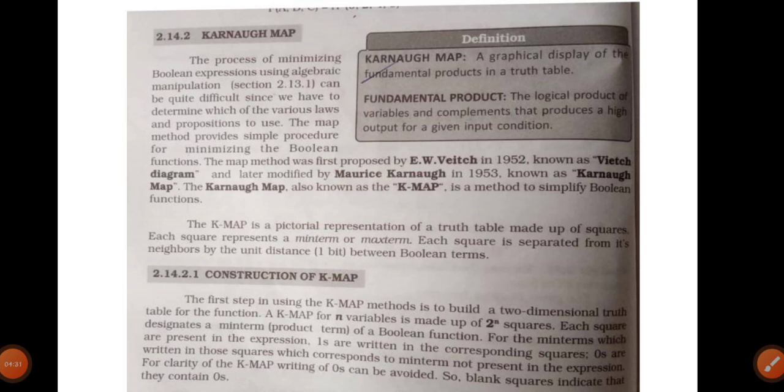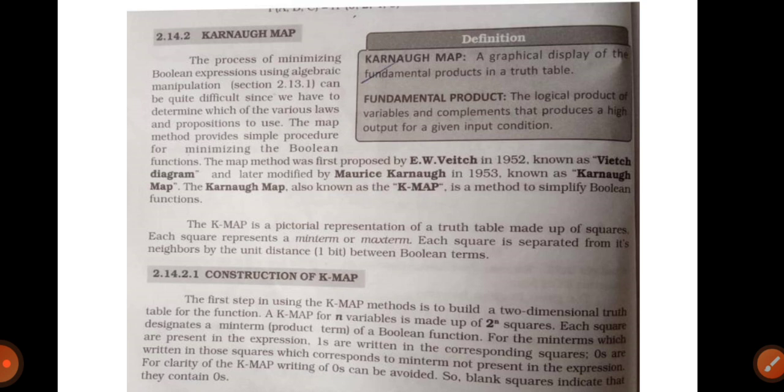Now, the construction of a K-map. The first step in the K-map method is to build a two-dimensional truth table. For a function of n variables, the table has 2 raised to n squares. Each square is designated as a minterm, a product term of a Boolean function.